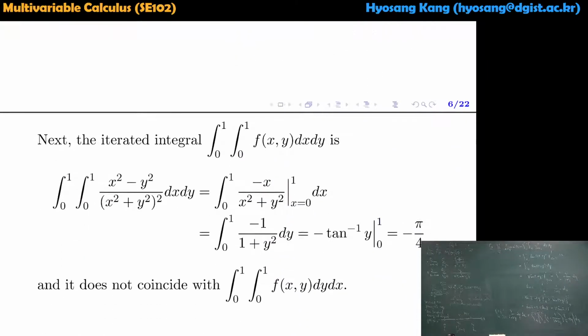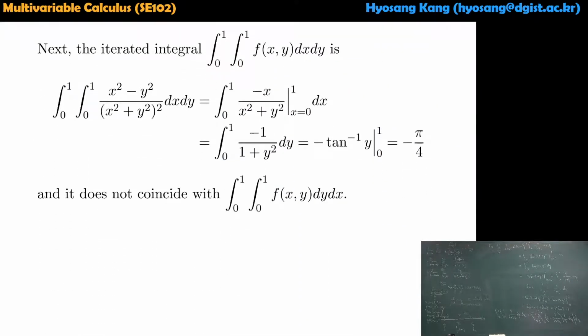Now think about the iterated integral in the opposite order. You first take x and then y. When you take the integral over x first, considering y as a constant, you get minus x over (x squared plus y squared). You can check by taking the derivative of this fraction. Plugging in x from 0 to 1, and taking the integral again, we get minus arctangent of y from 0 to 1, which is minus pi over 4. This means the two iterated integrals don't match. So the Fubini theorem doesn't hold.